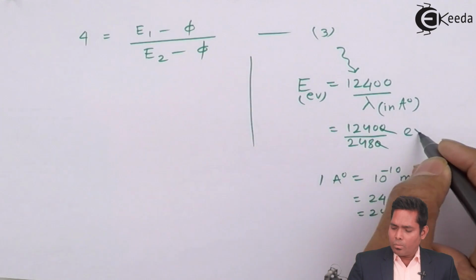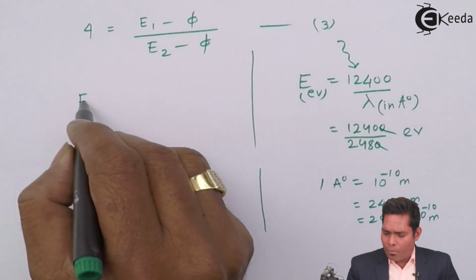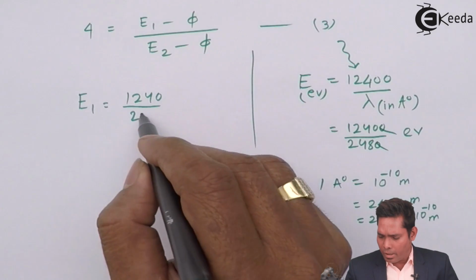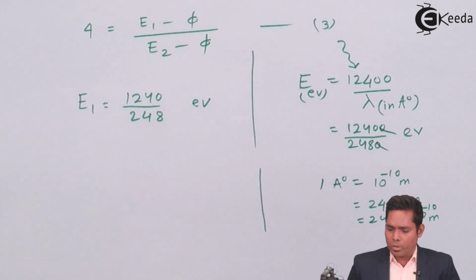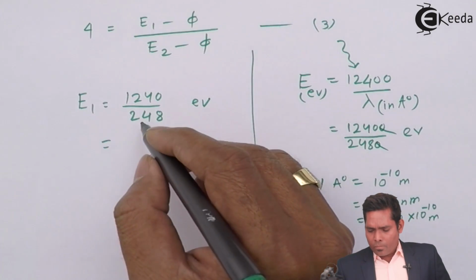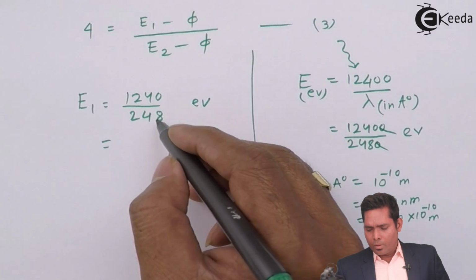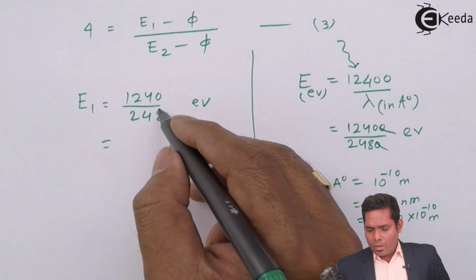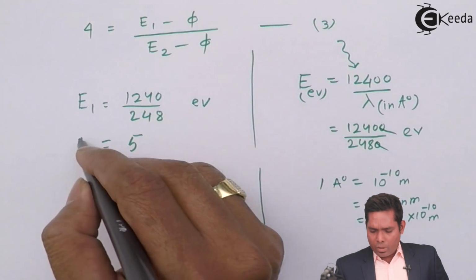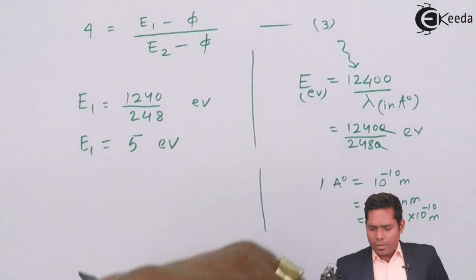This is in electron volt. Now I'll use this formula, so E1 is 1240 divided by 248. This will be in electron volt. If I solve this, because 5 times 200 is 1000 and 5 times 48 is 240, this will be 5. So this answer is 5. So E1 is 5 electron volt, and I can substitute E1 as 5 electron volt here.